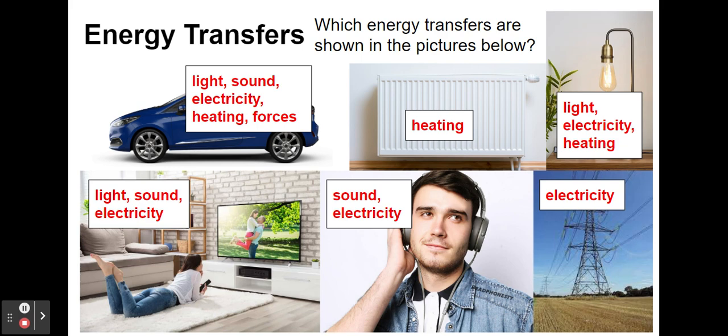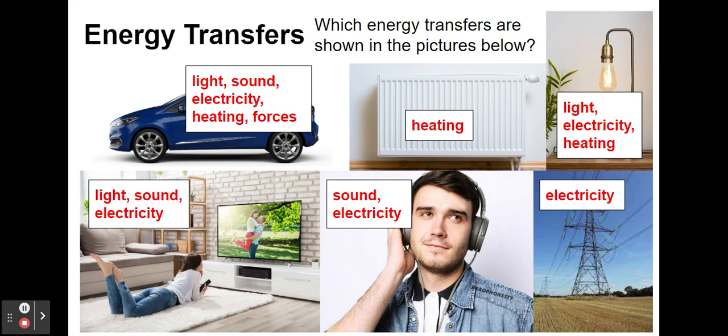obviously, you've got the sound of the engine, there's electrical components in the car, and obviously the engine gets hot. A radiator, the main transfer there is heating. In a light bulb, there is light, electricity, and also heating. So remember, especially filament bulbs are very inefficient and they get hot. So they are also transferring energy by heating.